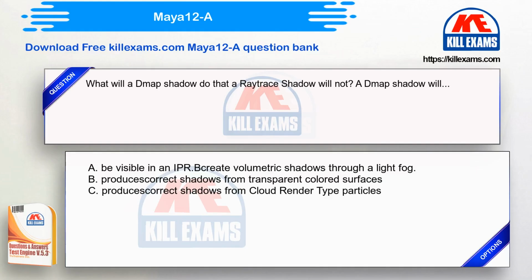What will a map shadow do that a ray trace shadow will not? A map shadow will. Option A. Be visible in an IPR. Create volumetric shadows through a light fog.